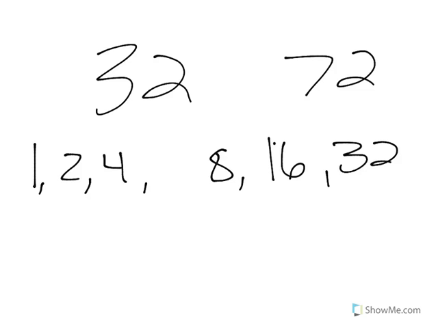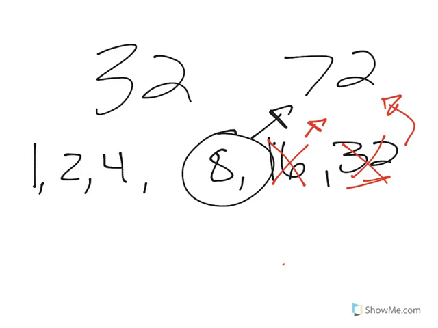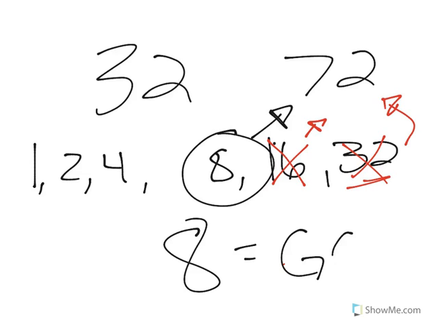So all I'm going to do is I'm going to look and see. Starting at the 32. Does 32 go into 72? It does not. How about 16? Does 16 go into 72? No, it doesn't. And if I didn't know that, then I could go 72 divided by 16 and see if it went. But it doesn't. Does 8 go into 72? It does. 9 times 8 is 72. So the greatest common factor of 32 and 72 is 8. I think that's the fastest way.